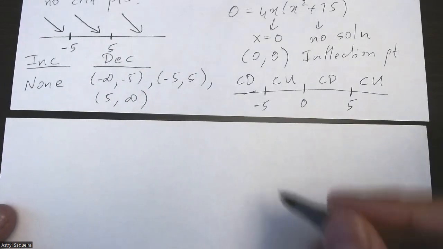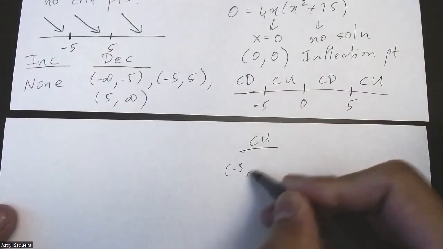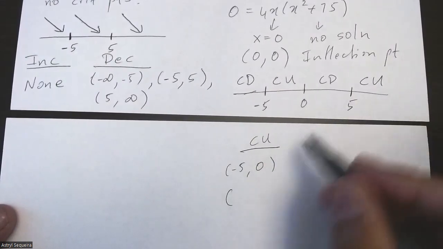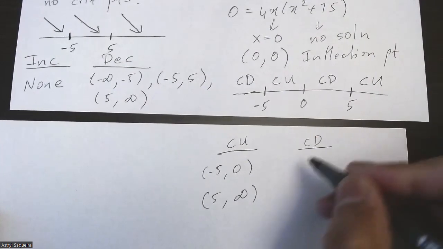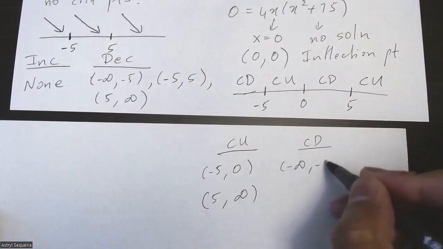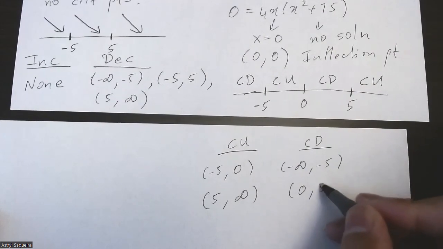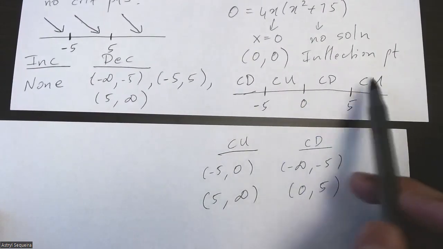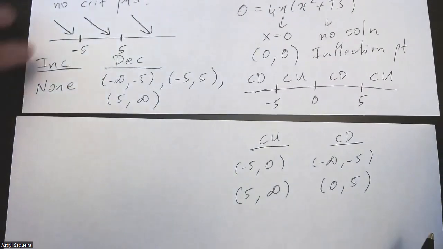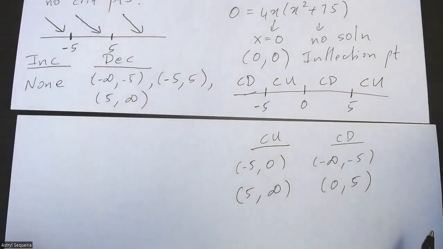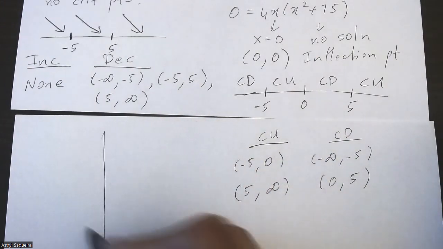So let's do my intervals of concave up and concave down. My intervals of concave up are from -5 to 0 and from 5 till infinity. And my intervals of concave down are from -infinity to -5 and 0 to positive 5. So two intervals of concave up, two intervals of concave down. And the last thing I need to do is sketch out my function with all this key information. So I'll do that over here.